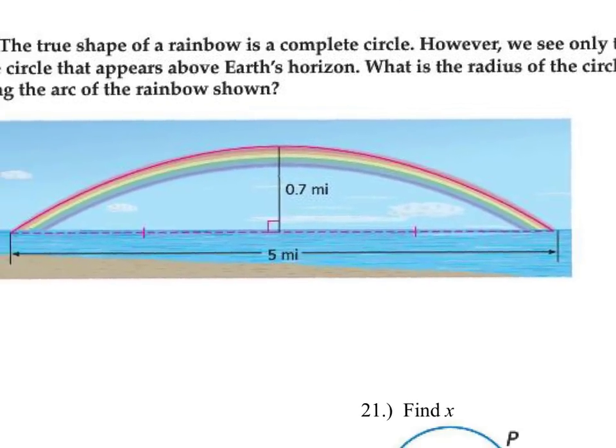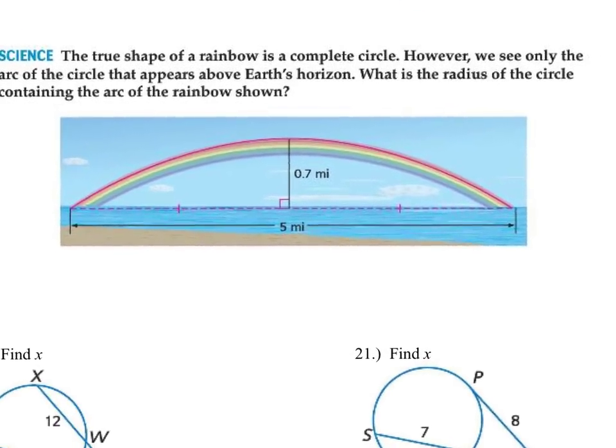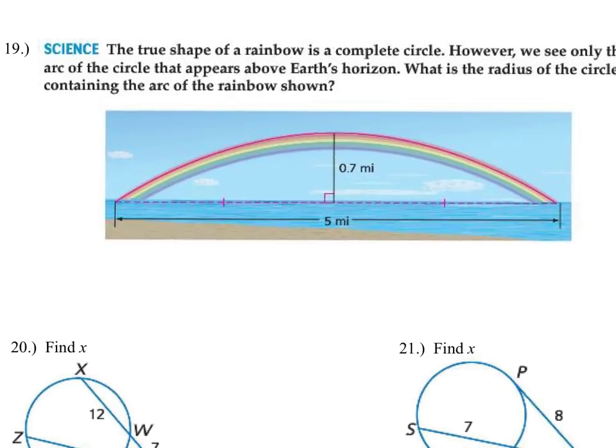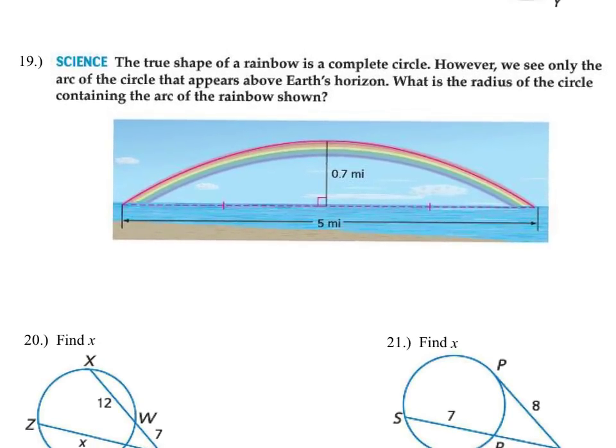This is kind of an interesting problem. Did you know that the true shape of a rainbow is actually a complete circle? However, we see only the arc of the circle that appears above the Earth's horizon. So in other words, this rainbow is actually an entire circle, but we don't see the whole circle because the Earth's horizon gets in the way. So what we're asked to do then is find the radius of the circle containing the arc of the rainbow shown below.